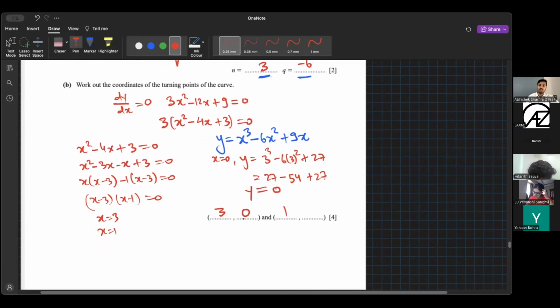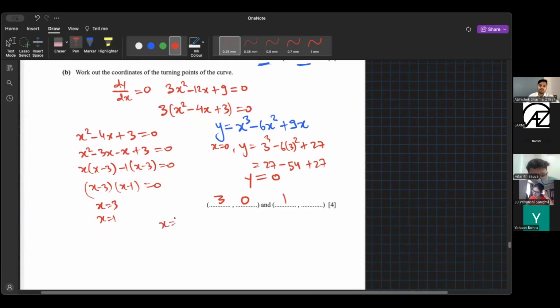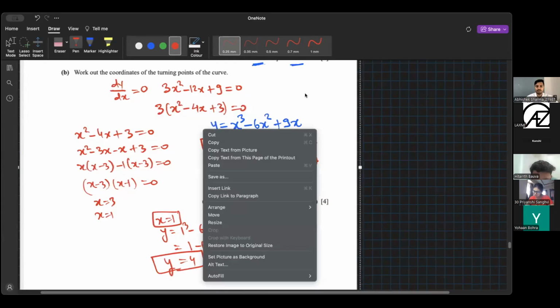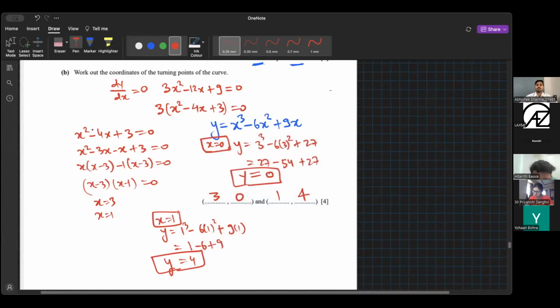So this is 0. And then again, when x is 1, y will be 1 cube minus 6 into 1 square plus 9 into 1. So this is going to be 1 minus 6 plus 9. 10 minus 6 is 4. So this is going to be 1 and 4. When x is 1, y is 4. When x is 3, y is 0. This is the answer.